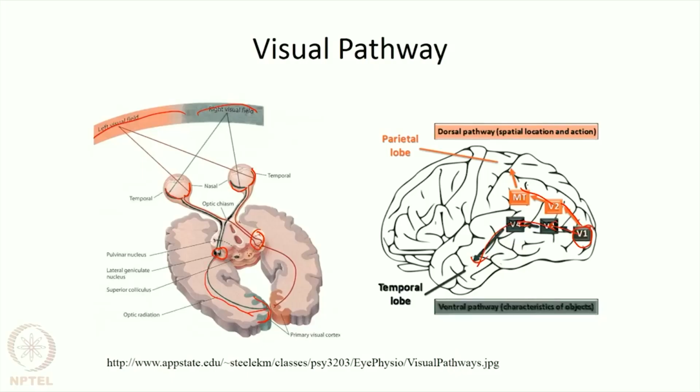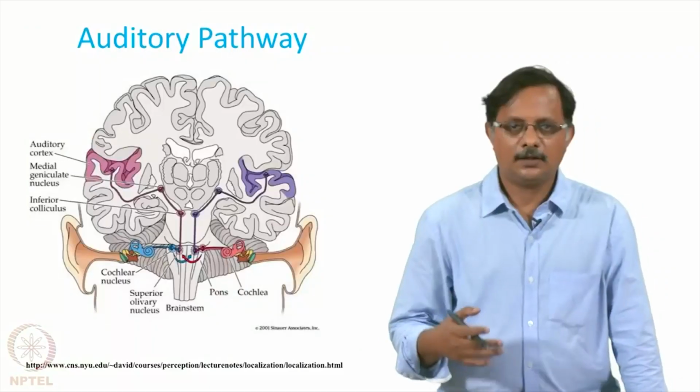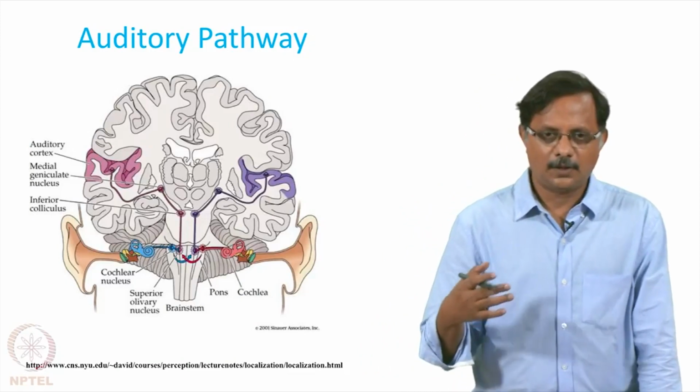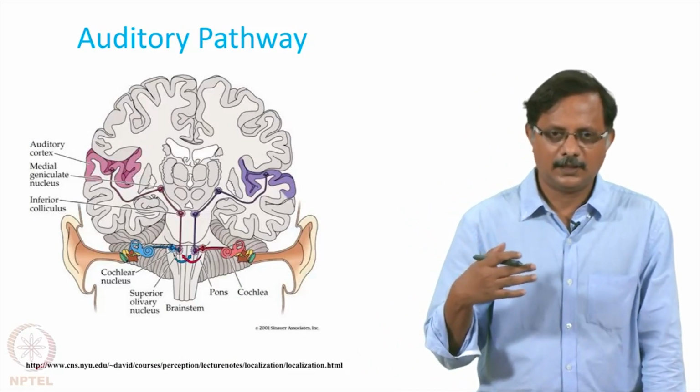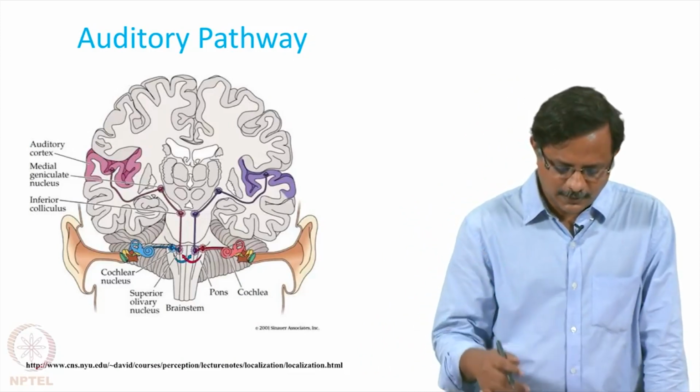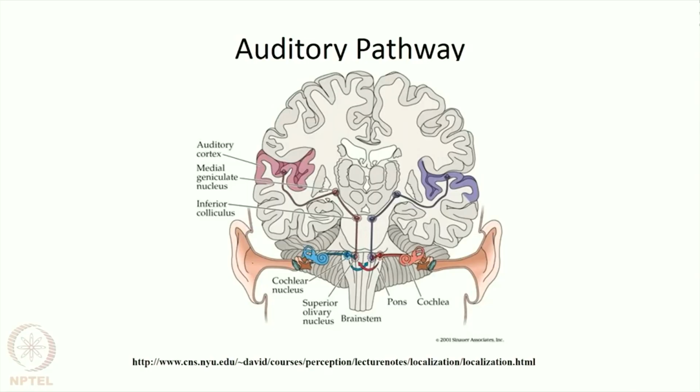And whereas in the other pathway, the dorsal pathway, it tells you where the object is, therefore it is called the where pathway. Then if you look at audition, or the auditory pathway, you process sounds and convert them into electrical signals. The sound vibrations of the air which enter the external ear act on the tympanum and produce vibrations in the tympanum.